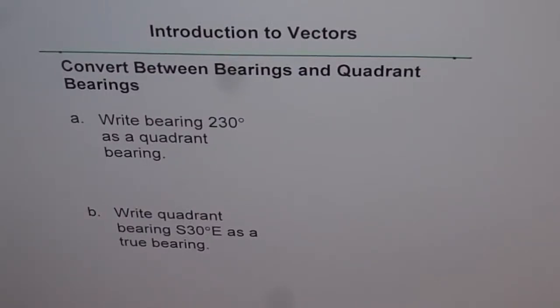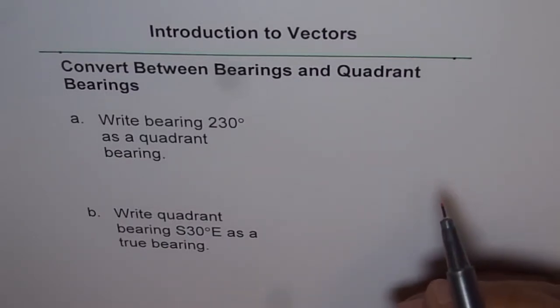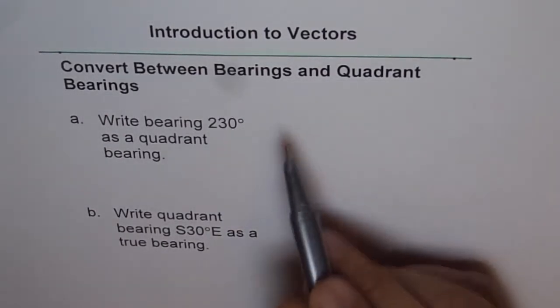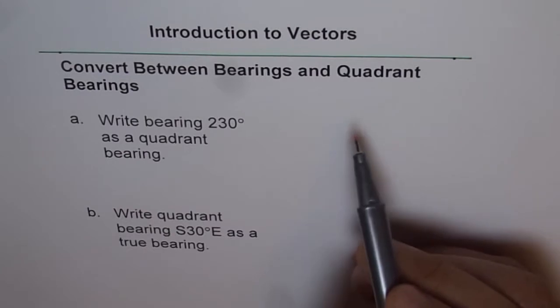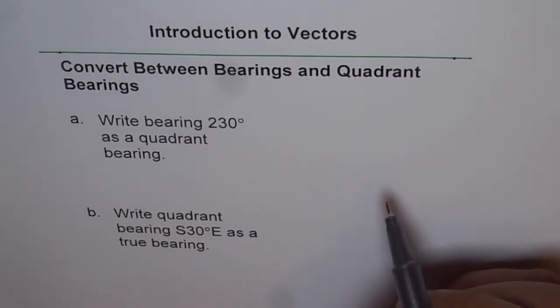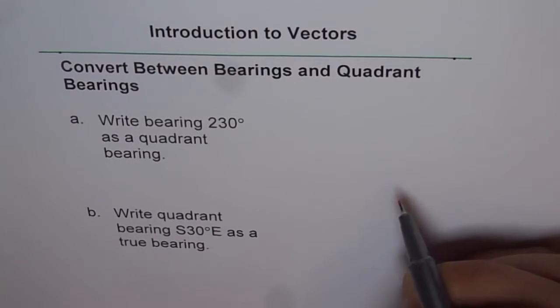Introduction to vectors. Convert between bearings and quadrant bearings. So now we will understand how to convert directions for the vectors in different units. Now as you understand, a bearing is measured clockwise from north, and a quadrant bearing is 0 to 90 degrees either from north or south. So it's basically an angle from the north-south axis, right?